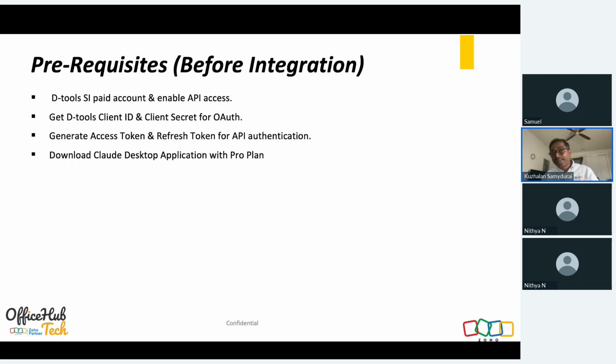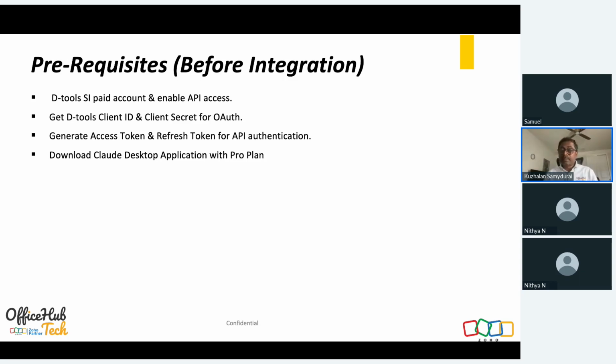So what is the prerequisite for getting this done, right? You should have a DTools paid SI account, and you can get the DTools client ID, the secret, the auth, and the API token. All this information would be provided by DTools itself. We can connect with DTools and get that information for you, or you yourself can see it in the settings, or reach out to DTools to get that information.